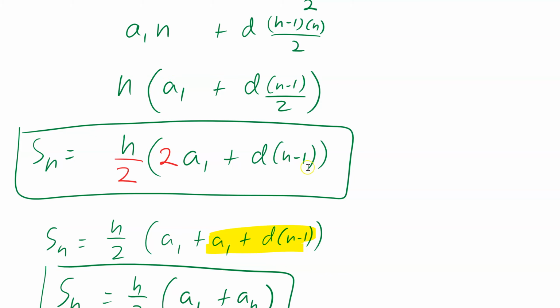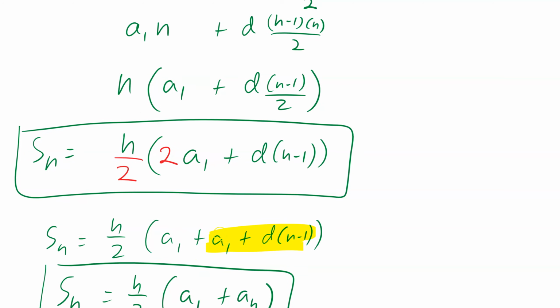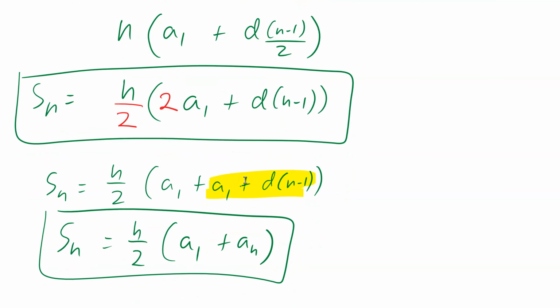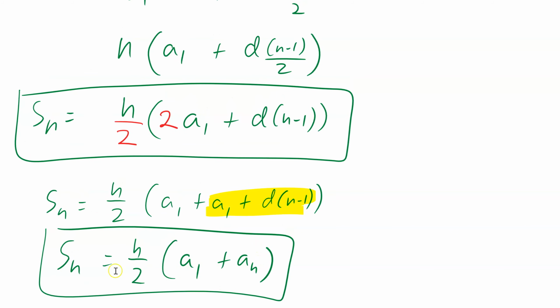There's our formula. And then to continue on, if we take that a sub 1 and break it up, we get 2 a sub 1's is a sub 1 and a sub 1. We can then say a sub 1 plus d times n minus 1 is a sub n. And there it is. There are our formulas, and that's where they come from.